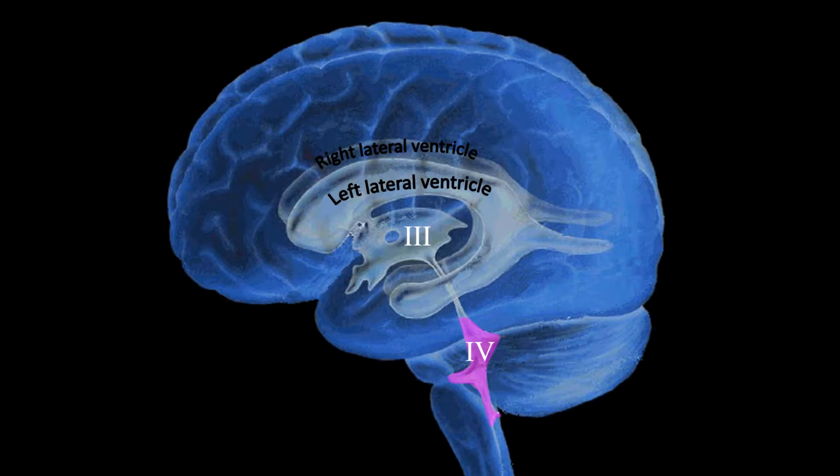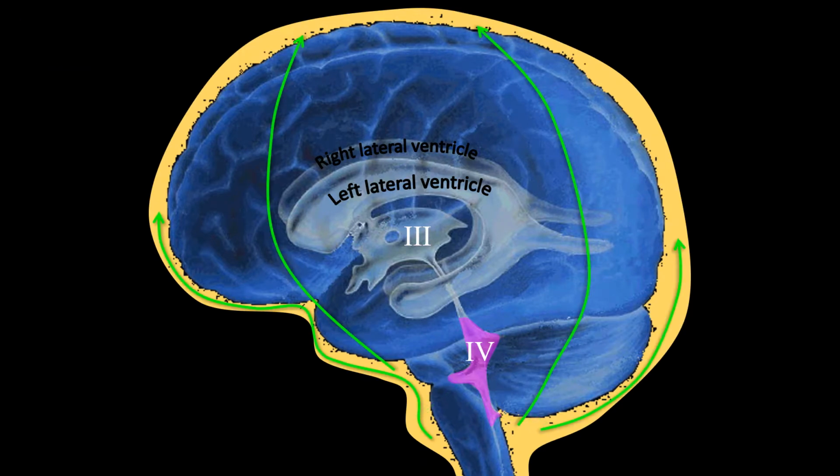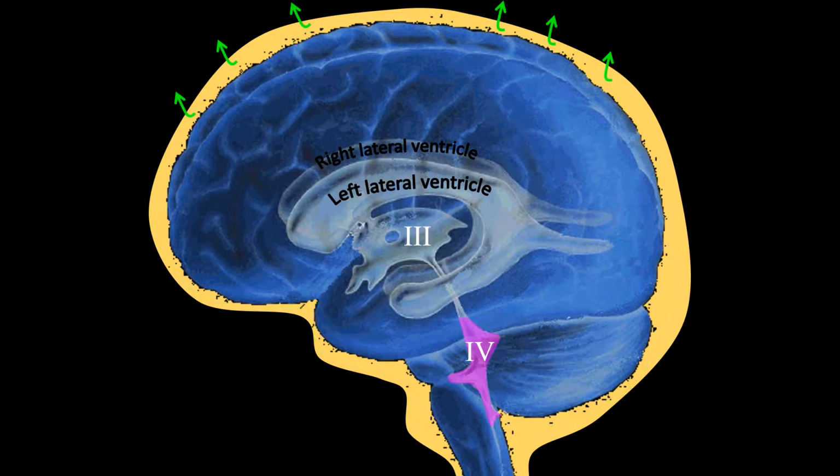Now let's go back to the transparent brain image to show the exiting of CSF from the ventricular system into the supranuclear space. The arrows here indicate the route CSF follows to reach the upper mid-sagittal region of the cranial vault, from where it is absorbed.